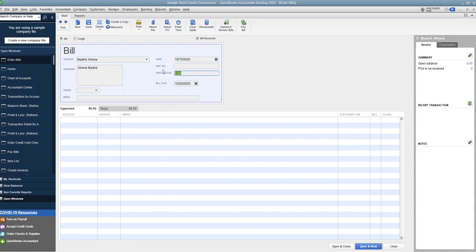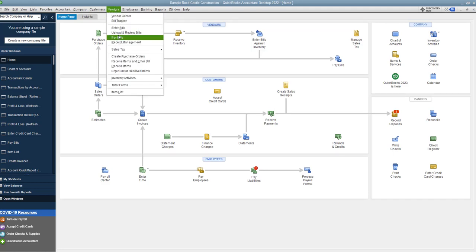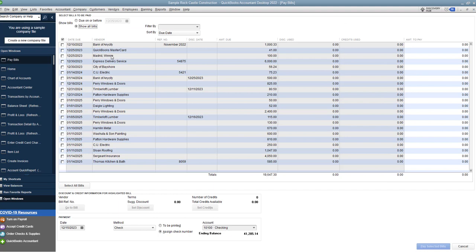All right, so we're going to say the date was 12/15/2023. There's no bill number, and we're going to say $100 due 12/25, and we're going to say office supplies. Now you probably want to put a memo in here saying something about reimbursement for personal money spent. So there's a bill in the system when I hit save and close. Now you go to pay the bill, go to vendors, pay bills, and there's going to be a bill in there to Winnie Madrid. So if this is the owner of the business, you cut them a check for $100, and we now have the office supplies expense recorded on the books.